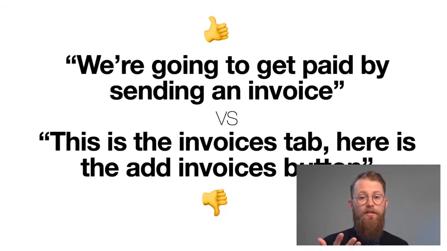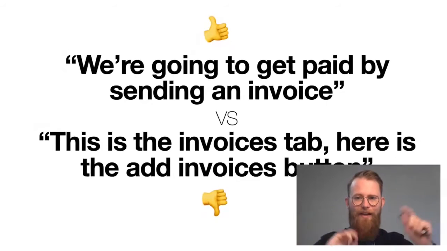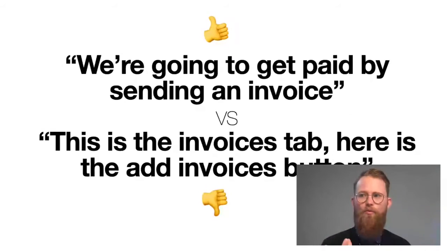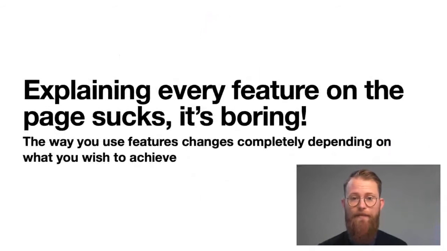Now, here's an example for some accounting software. A good example would be, we're going to get paid by sending an invoice. And I think a bad example would be, this is the invoices tab, here's the add invoices button. That second example leads to having to explain absolutely everything on the page. And actually, I think the way you use a feature changes completely depending on what you're doing.